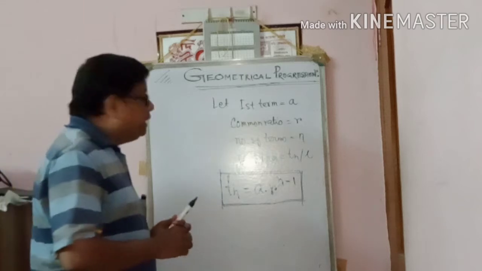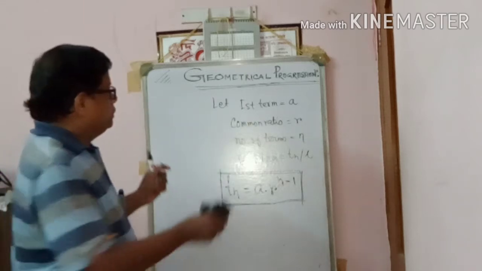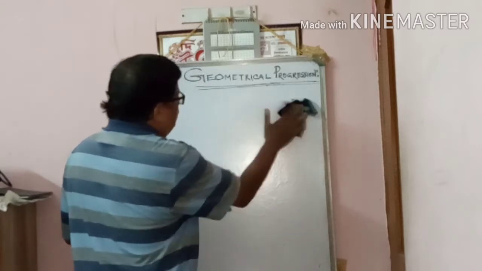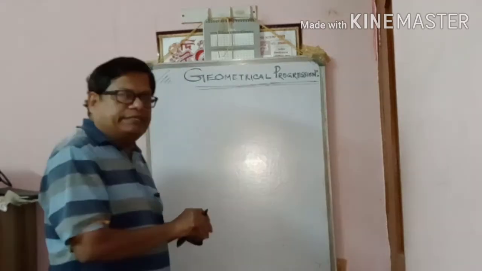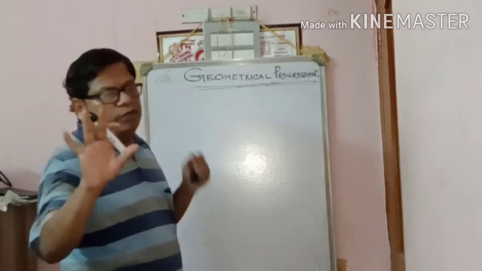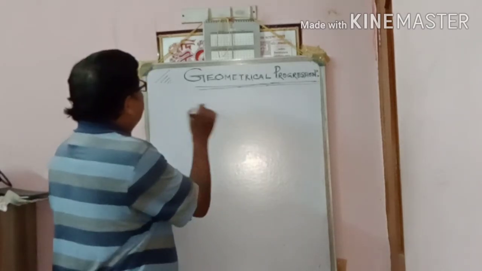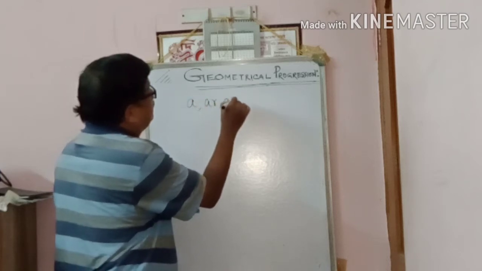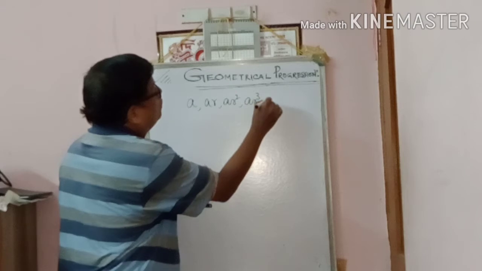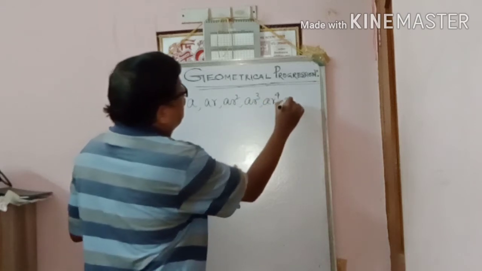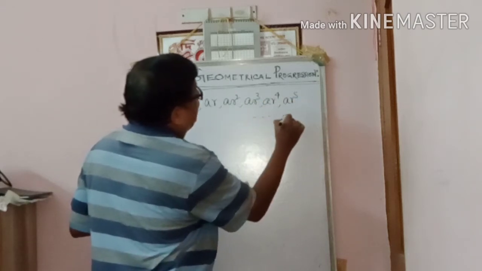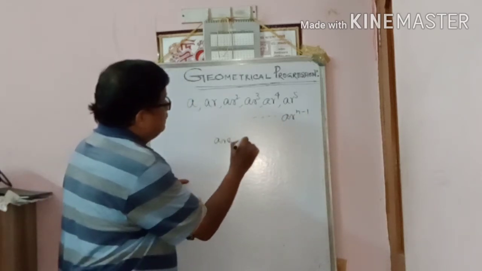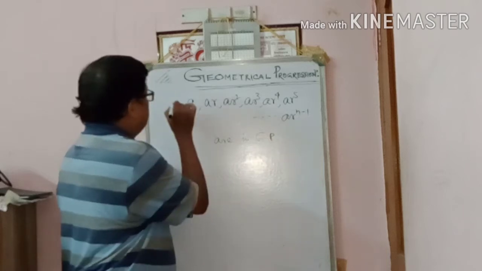Okay. Now if we put n equal to 1, 2, 3, 4, 5, so we will get n terms. The terms are in AP, sorry, this is GP, not AP, GP. So in GP the terms are A, AR, AR square, AR cube, AR to the power 4, AR to the power 5, up to AR to the power n minus 1. The terms are in GP, geometrical progression.